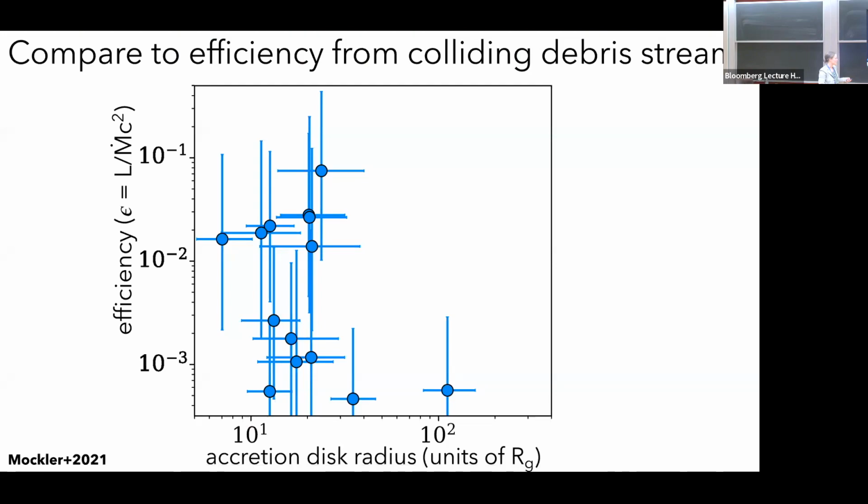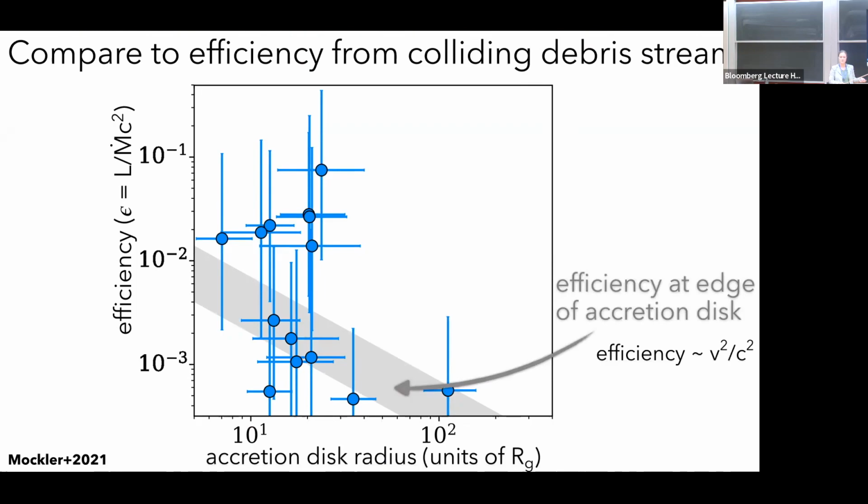And so we can compare the efficiency that we would expect from these different processes by looking at the efficiency versus the accretion disk radius. The reason I like to plot this versus disk radius is just what I was implying before. We can estimate the efficiency at the edge of the accretion disk radius and use this as a sort of limit, where if the efficiencies are less than this, they might come from outside the disk. But if they are more than this, then it's really hard to explain them as collisions at the apocenter.